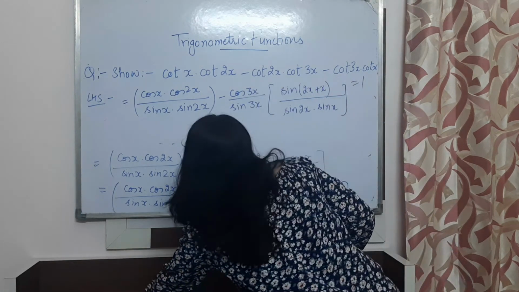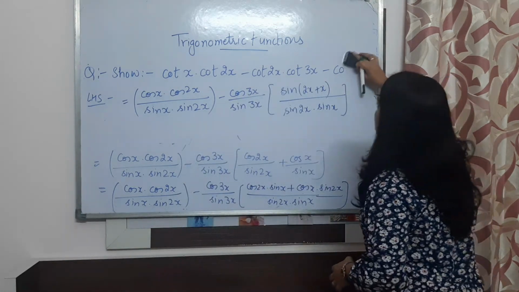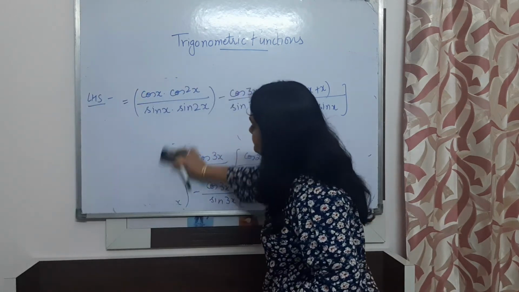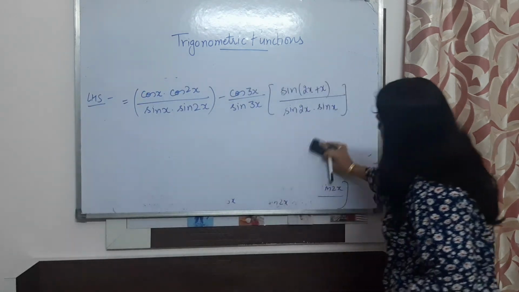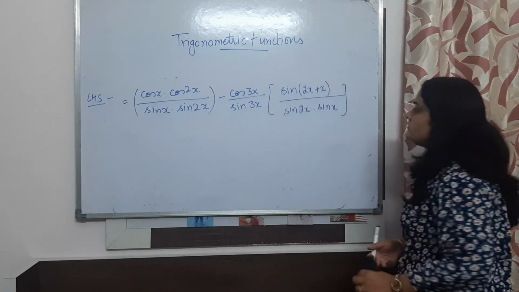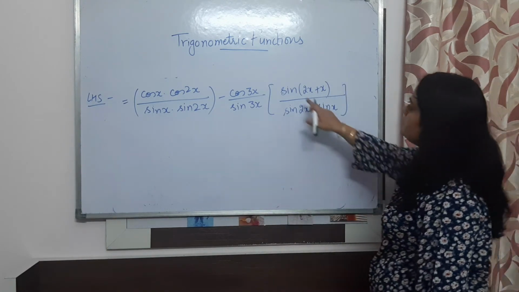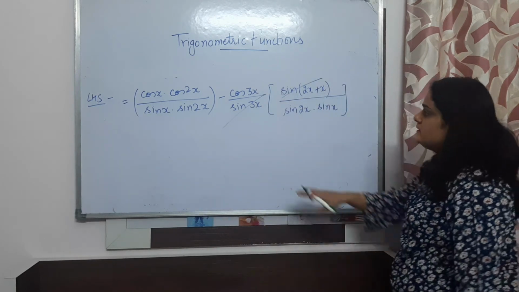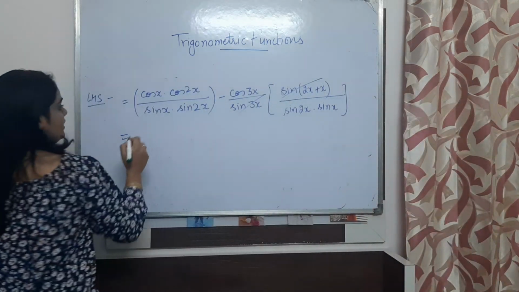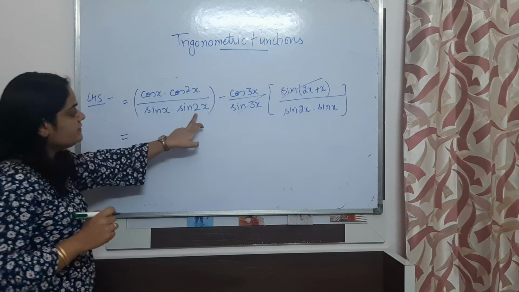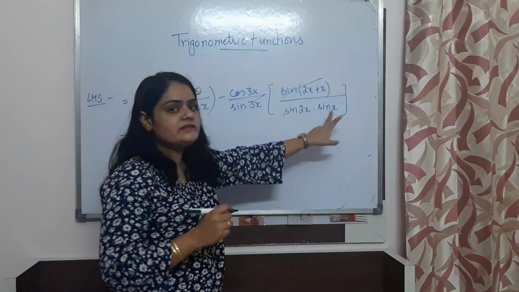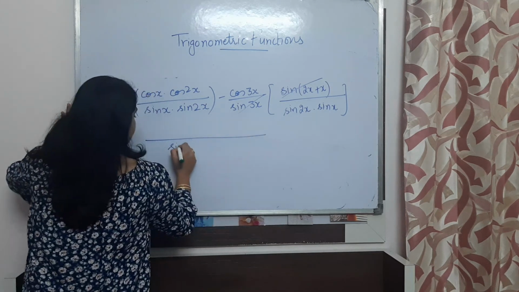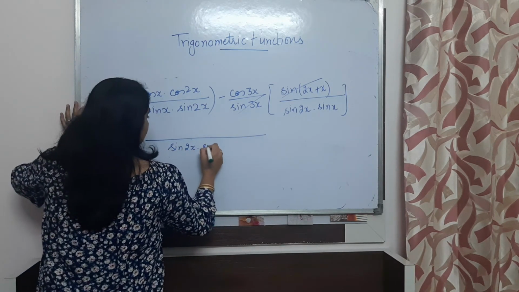Now I am just removing the question, because we need to prove it is equal to 1. Now what you are watching, here it becomes sin 3x, and here it is sin 3x. Both can cancel. Now, in the denominator we are having sin x into sin 2x, and here we are having sin 2x into sin x. That means we have the same denominator. That means can I write sin 2x into sin x?